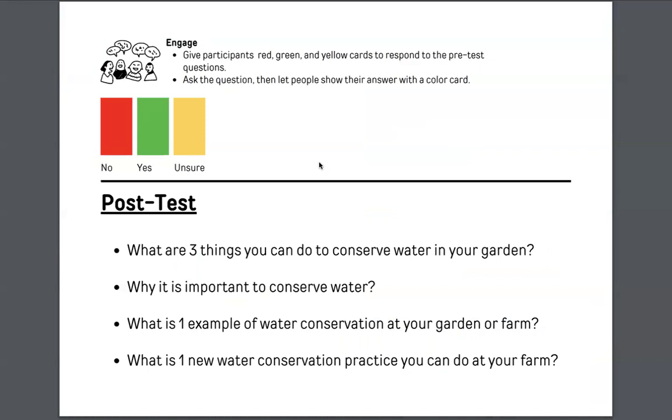Post-test. What are 3 things you can do to conserve water in your garden? Why is it important to conserve water? What is one example of water conservation at your garden or farm? And what is one new water conservation practice you can do at your farm?